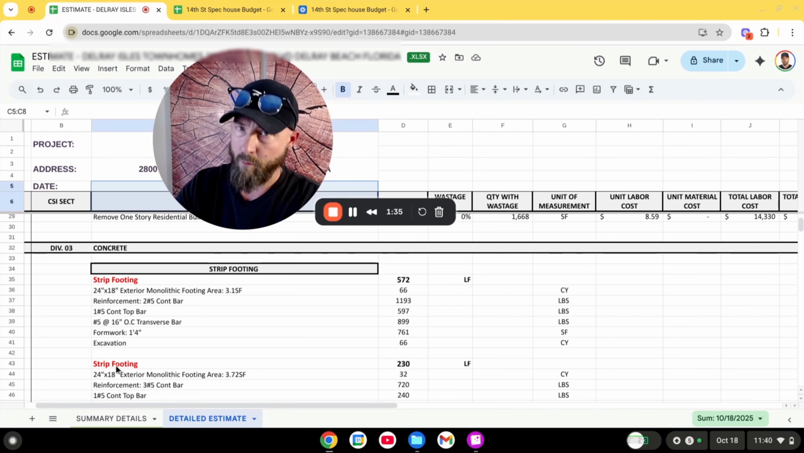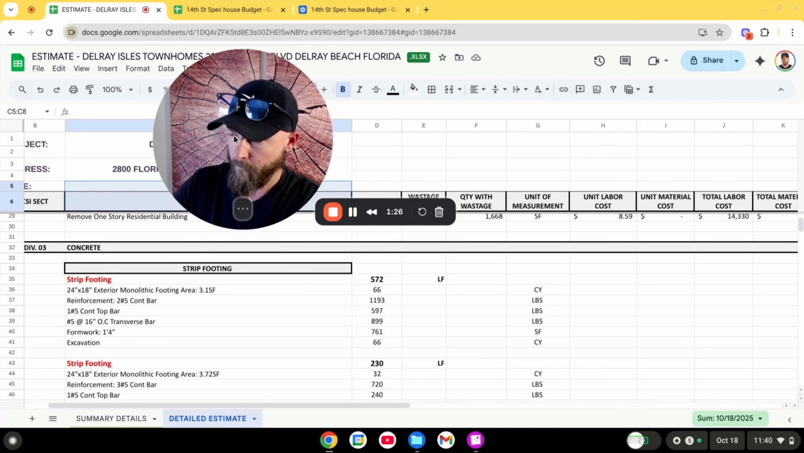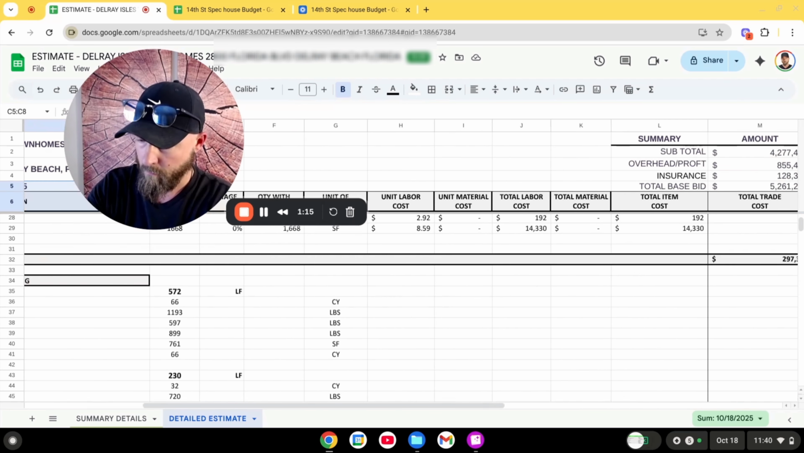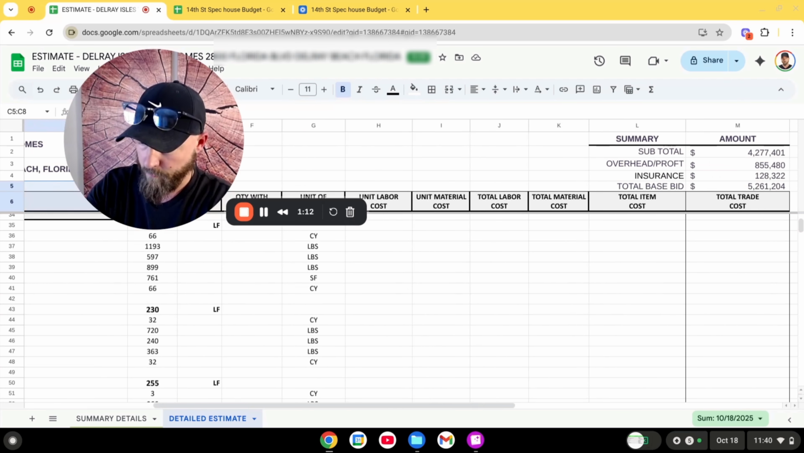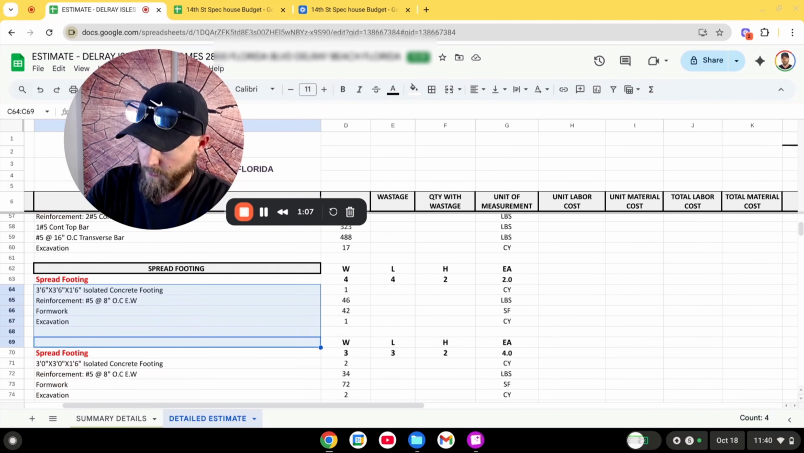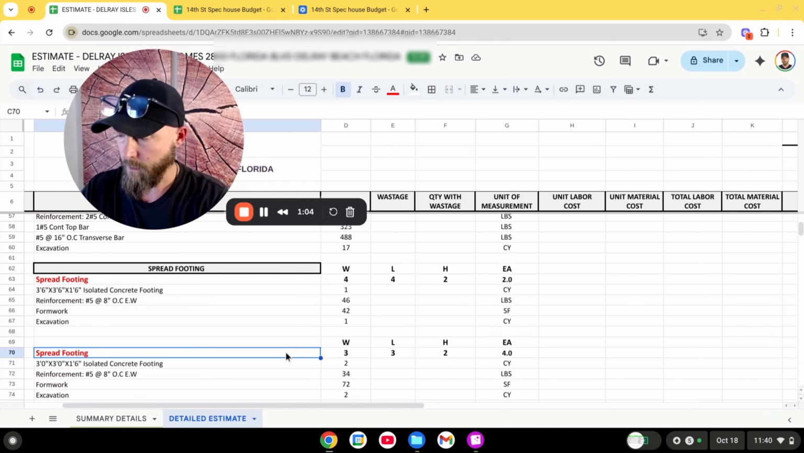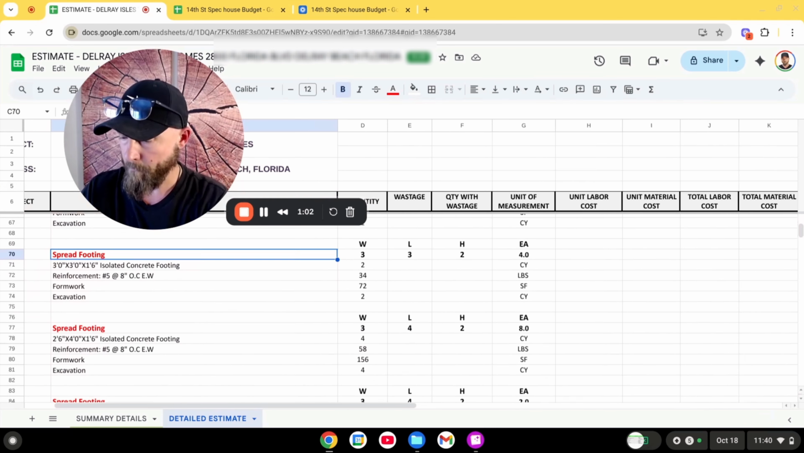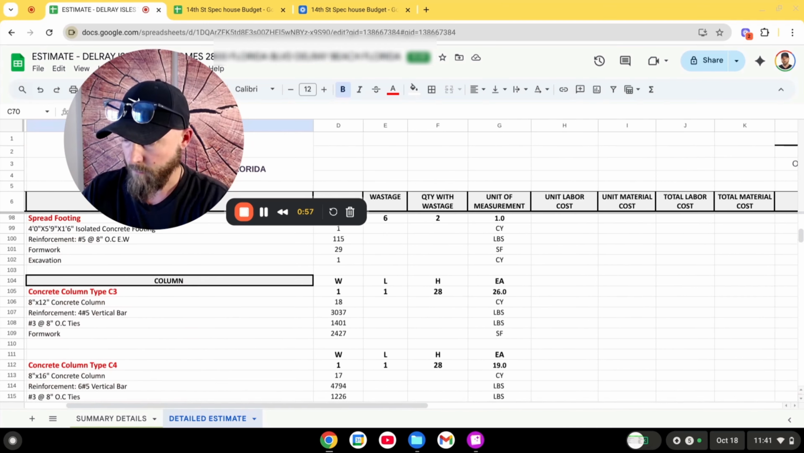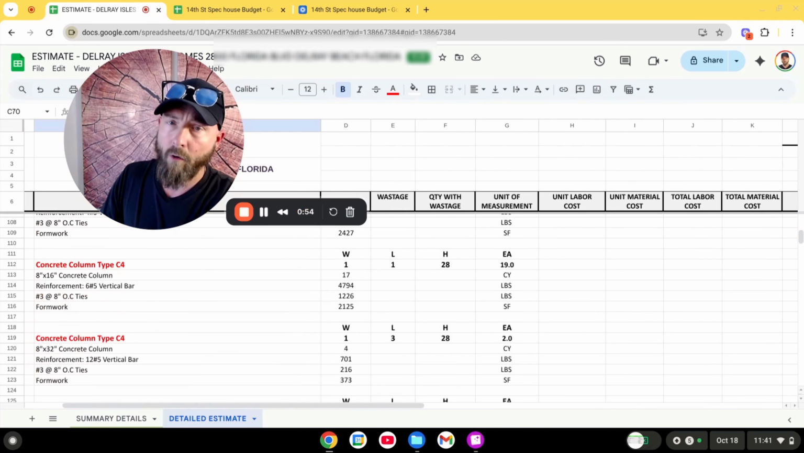And again, don't be intimidated by how heavily detailed this is. There's a lot going on here, but we have each individual item, quantity, how much we're going to have in waste, unit of measurement, etc. And then over here, it gives us what the totals are. The sheet's a little bit tricky to see. Here's our footings. Again, detailed list of everything that goes into our footings, quantity, waste, unit of measurement, and then at the very bottom, it will total them all together.